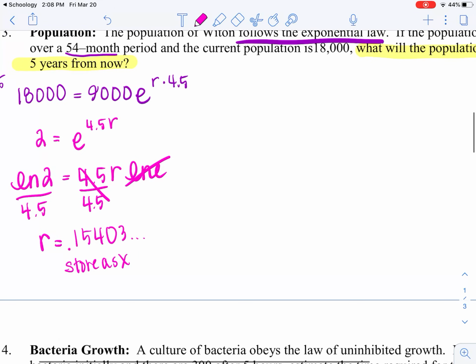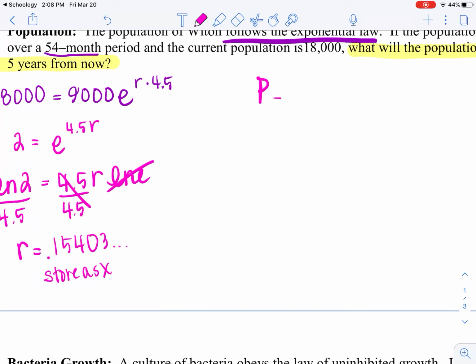And now we're going to go ahead and get our final answer. What will the population be 5 years from now? So there's two ways to do this. If it's 5 years from now, remember the population now is 18,000. So I can use 18,000 and 5 as my year. Or I can use 9,000, but realize it was 4.5 years ago, so I'd have to use 9.5 as my year. I like the first option better.